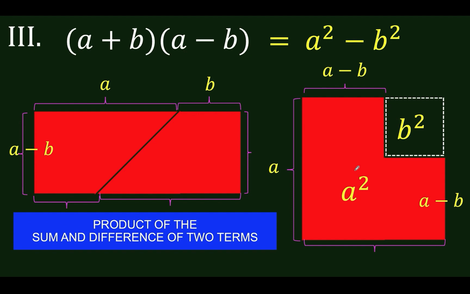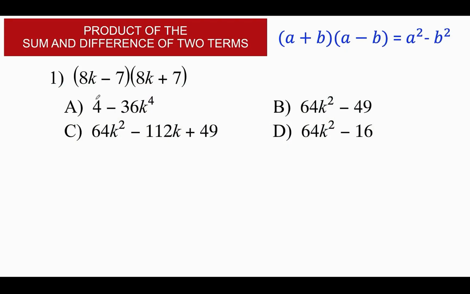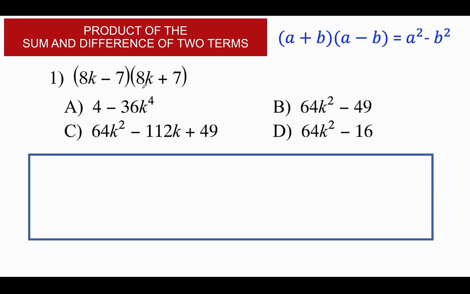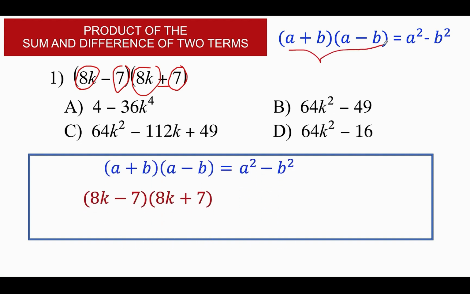So let's see some application of this. So again, we need to recognize that the given problem is similar in form as this formula. So the first term is 8k, they're the same. The second terms are 7 and 7. One is plus, the other is minus. That is exactly the meaning of this. So let's copy the problem. Then the product would be, take the square of the first term. The square of 8k is 64k squared, minus is copied, and get the square of the second term, 7 squared.